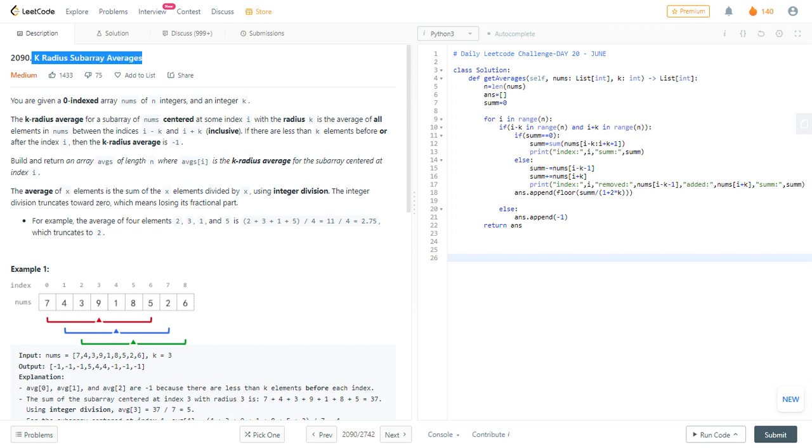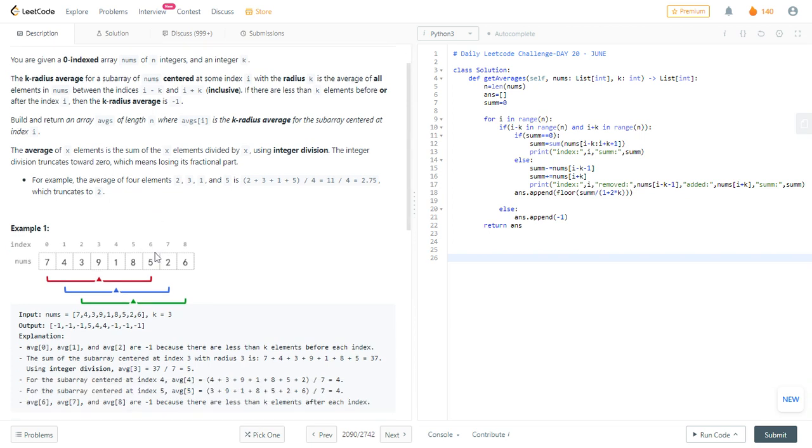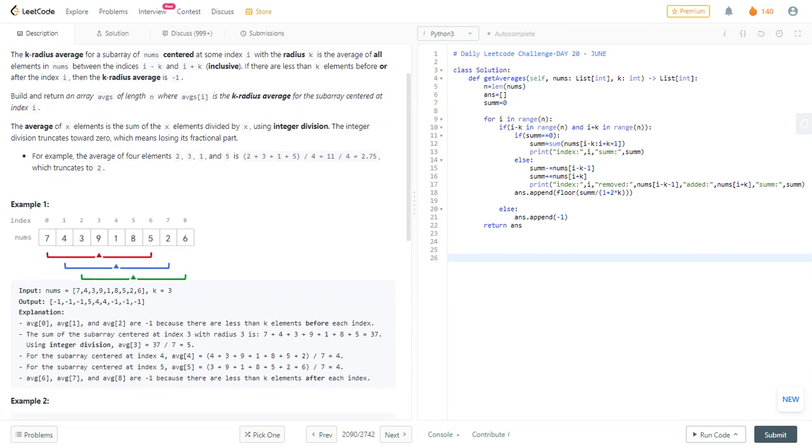What is given to us is, please see the input first because that will clarify the whole thing for you. The input given is an integer array, and we are given a separate integer called K. Suppose I am at number 9, and k is given as 3. I have to take three numbers before the current number and three numbers after the current number, and consider the sum.